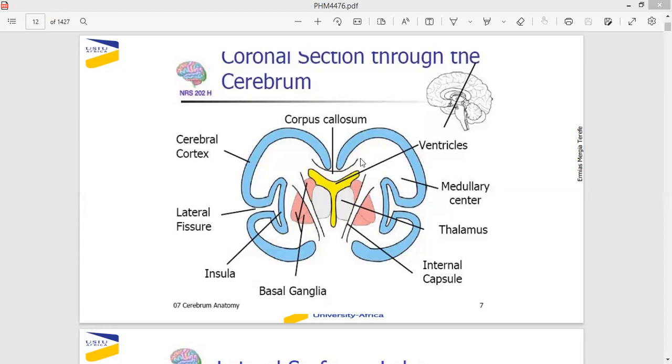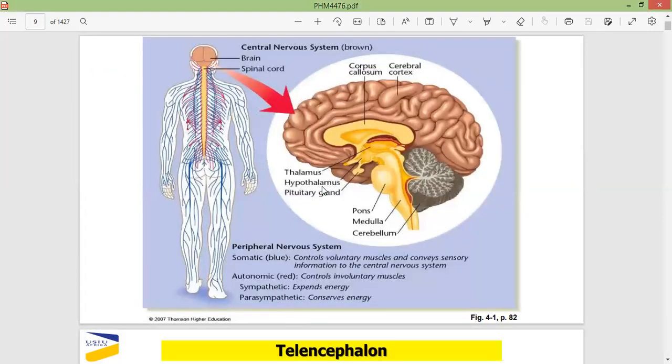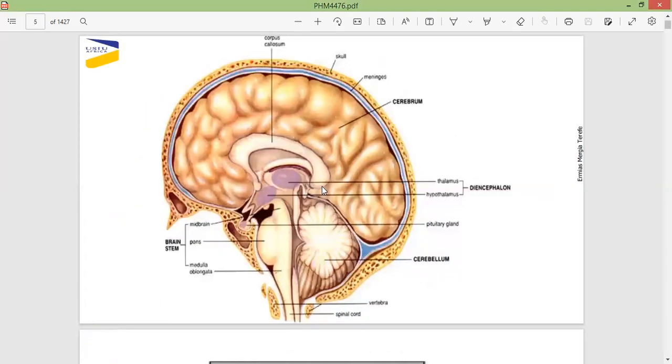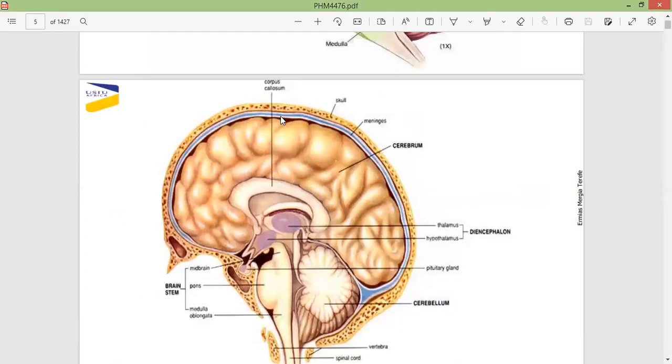So the corpus callosum, we've said it will connect the two hemispheres, the left and the right. And let's go back to this image. The skull, we know, consists of the bony structures that also function to protect from trauma and also house the brain.